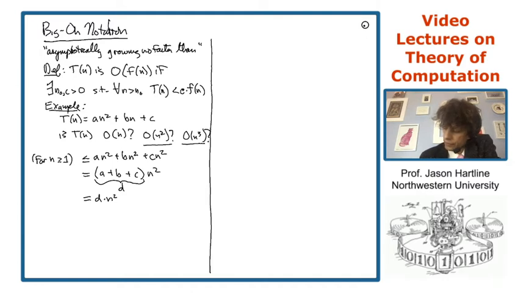And so T of n is order n squared. And of course, we could do the same trick again where we say, well, this is less than or equal to d n cubed, because we've taken n to be at least n naught equal to 1. And so this is in order n cubed.